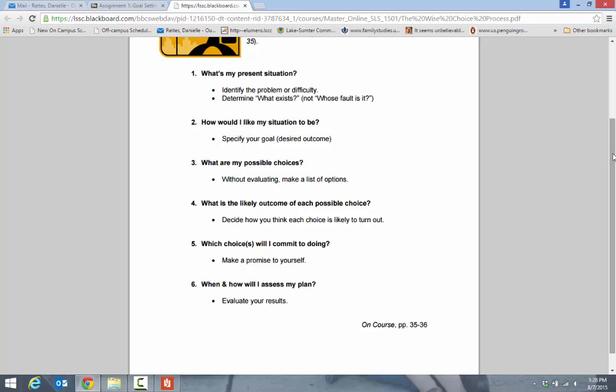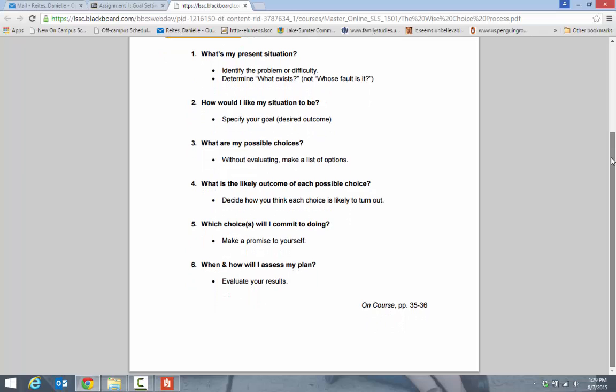So what is my present situation? So identifying a problem or difficulty in your life and determining what that problem or difficulty is. And note that it says not whose fault is it. So not determining, oh, it's my boss's fault, or it's my parents' fault, or it's my teacher's fault, but what is the actual problem regardless of who is at fault for creating that problem. And then 2, how would I like my situation to be? So outlining what you would like ideally. How would things in your ideal world be different from this situation?